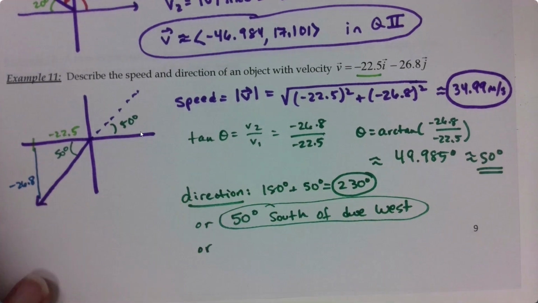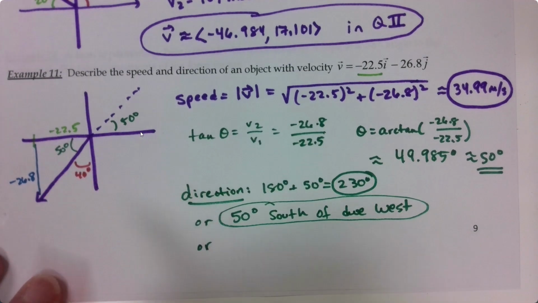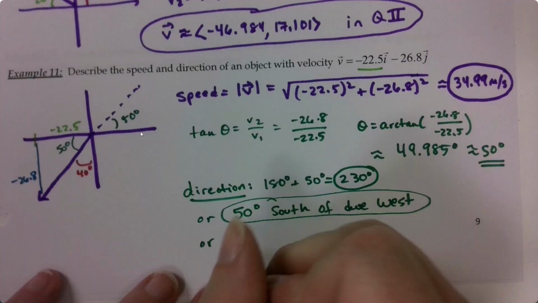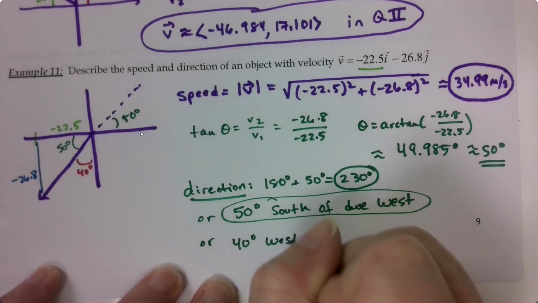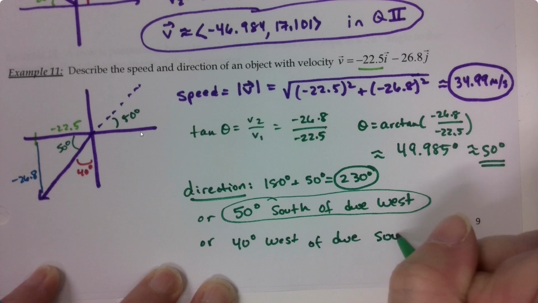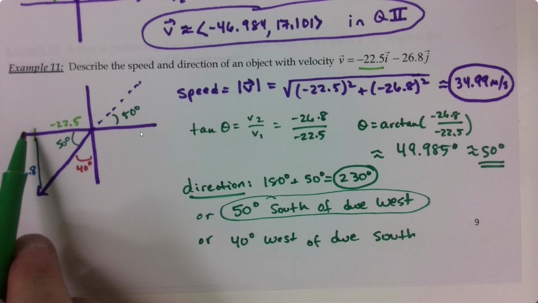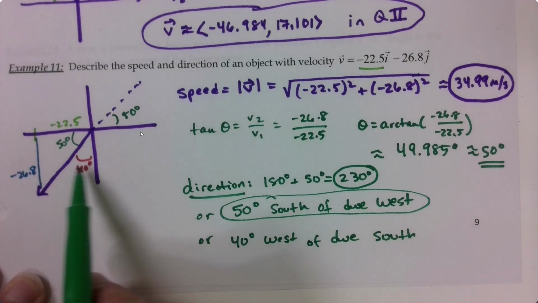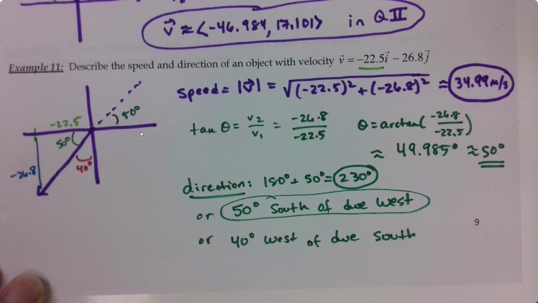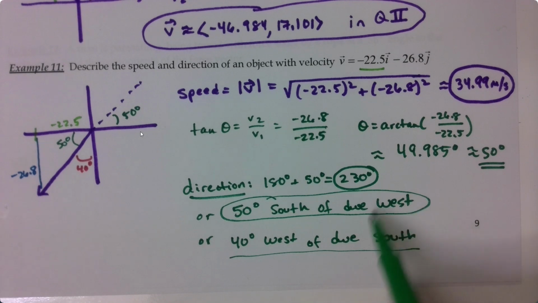Or, well, let's think about it. If this is 50, then this must be 40, because they make 90. So you could say 40 degrees west of due south. Right? It's 50 degrees south of the left-hand axis here, or 40 degrees to the left of the south axis here. All of those are valid ways to write it. Although generally with direction, we want to have it written with compass headers.